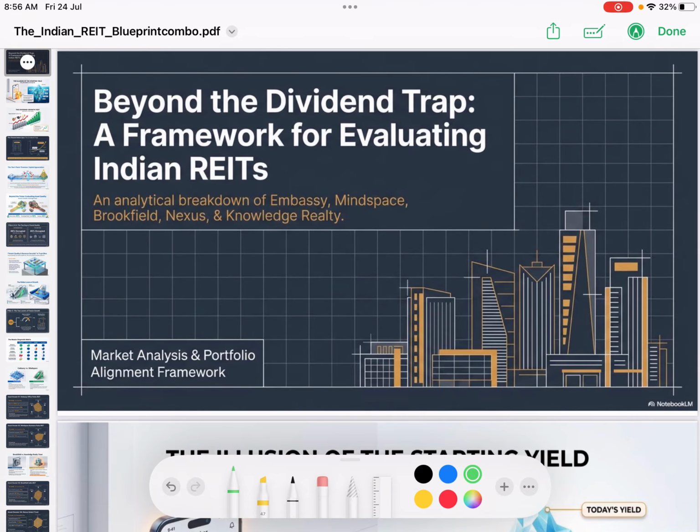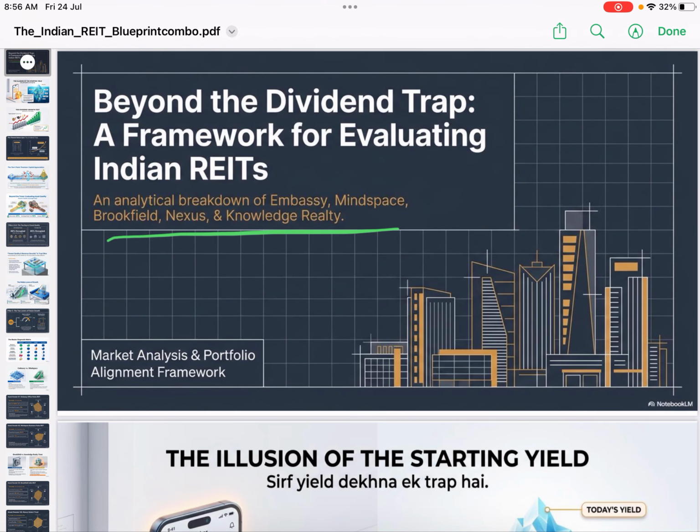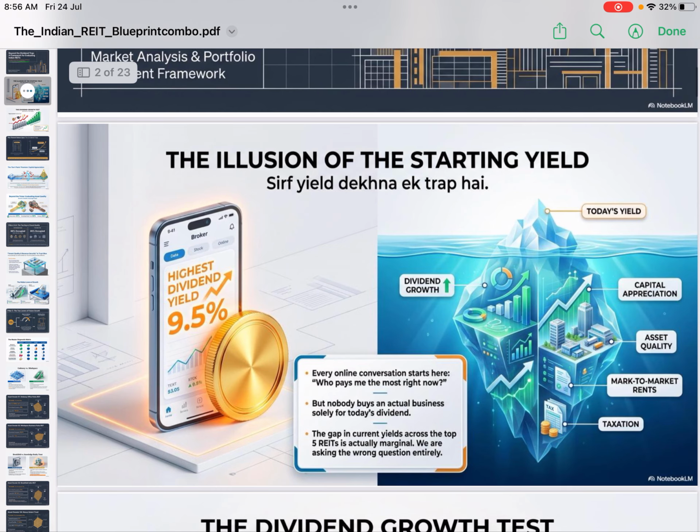Today we will understand the top 5 real estate investment trusts, which are REITs, in Indian markets. So today I will share the professional framework we use to evaluate REITs so you can build real long-term wealth. First part is the illusion of the starting yield. Basically, let's talk about the dividend trap.